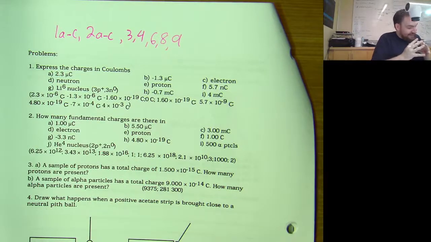Nine is the first connection between the circular motion stuff and electrostatics. Take a look at 9 real quick. Actually, I'll just throw it up here.